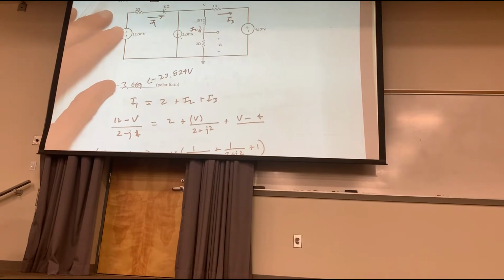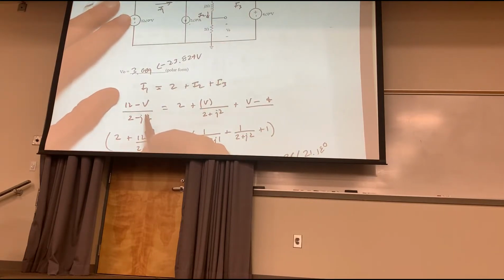That's me. All right. What is I1? Right here, it's the voltage 12 minus the unknown voltage V over 2 minus J1. You all follow me in that? It's voltage difference, right, in the direction of current flow divided by impedance. Everybody got that?